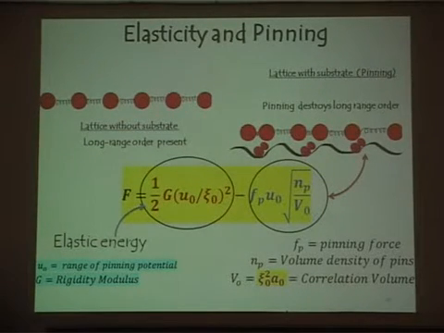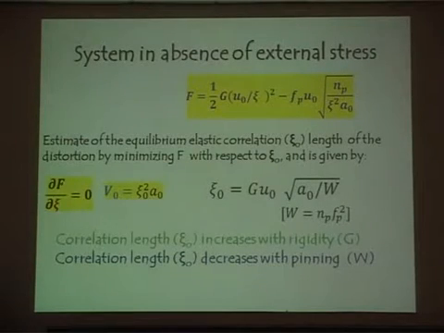It sets up a length scale in your system. And this length scale comes just by minimizing your DF with some length scale in your system. And you get a length scale which is proportional to G and a length scale which is inversely proportional to W. So it tells you that W is something like my adhesion potential. So correlation length xi naught increases with rigidity.